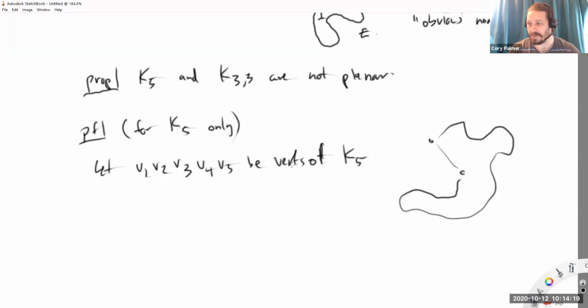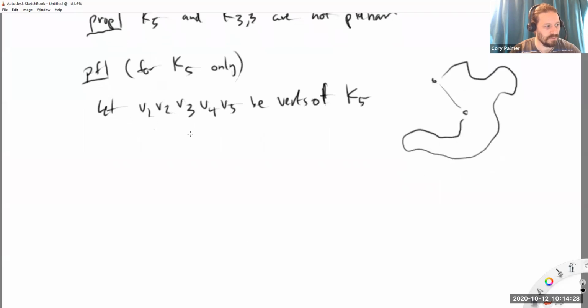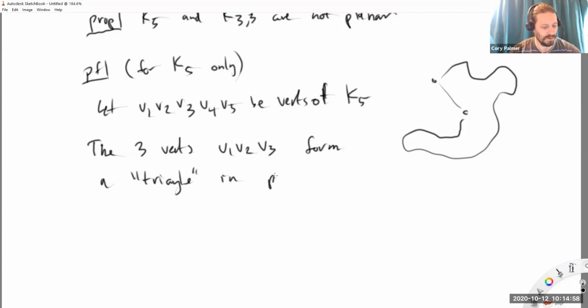Fortunately, K5 is highly symmetric, so when we talk about what it looks like in the plane, it's relatively easy. Any 3 vertices of a K5 form a triangle. In the graph sense, they form a K3. And they'll form a triangle in the plane, but I say triangle in quotes. It may not be a triangle with straight lines, but they're 3 vertices and they have the edges between them. So the 3 vertices V1, V2, V3 form a triangle in the plane.